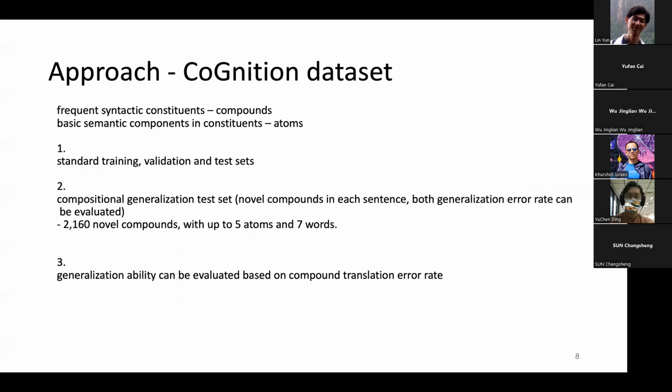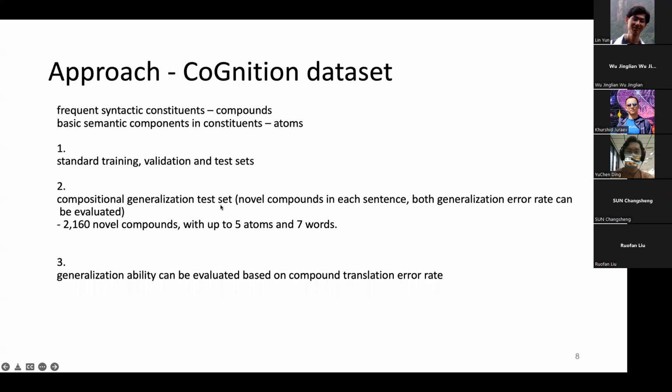Before going to their setup, this is a summary of their data set. As we said, they have compounds and atoms, and I think their main deliverable is in three parts. They have standard training, validation, and test sets for the translation error. And they have a compositional generalization test set, within which they have novel components in each sentence. They can get the generalization error rate from there by using this data set.